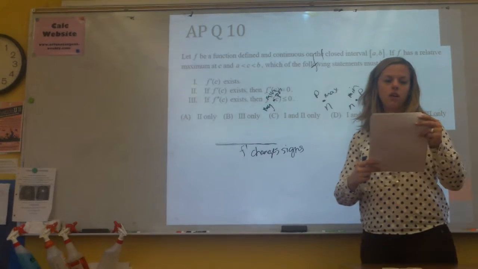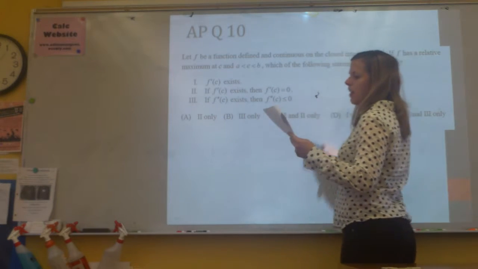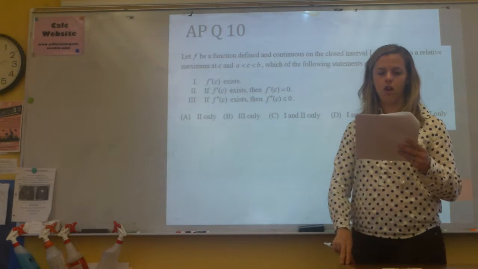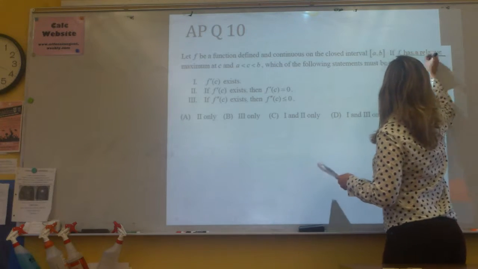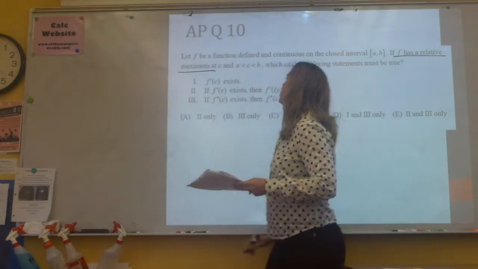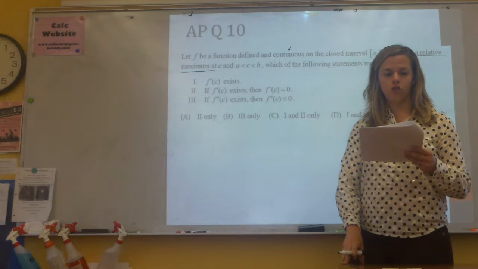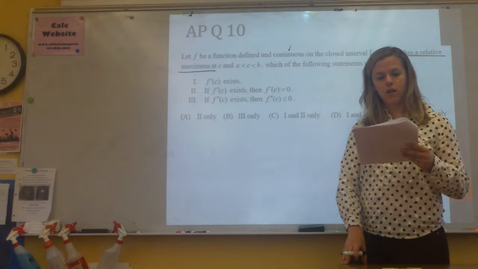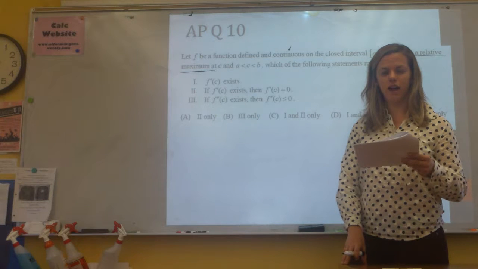APQ 10. All right, let f be the function defined and continuous on the closed interval from a to b. If f has a relative maximum at c, where c is in that interval, which of the following statements must be true? So f has a relative max, and I'm continuous, okay? Which of the following statements must be true? The derivative exists. If the derivative does exist, then the derivative is 0. If the second derivative exists, it must be less than or equal to 0. Ooh, this is a kind of a tricky one.